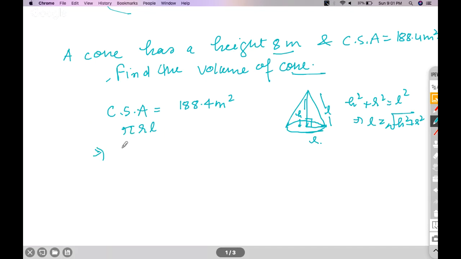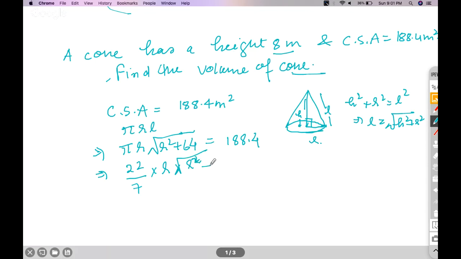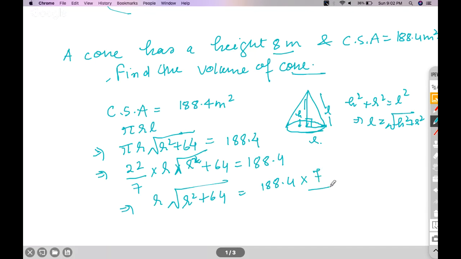So for that, I will find pi multiplied by r multiplied by under root r square plus h square, h square is 64, and that is equal to 188.4. So what I get over here is 22 by 7 into r into under root r square plus 64 is equal to 188.4. So r multiplied by under root r square plus 64 is equal to 188.4 into 7 by 22.